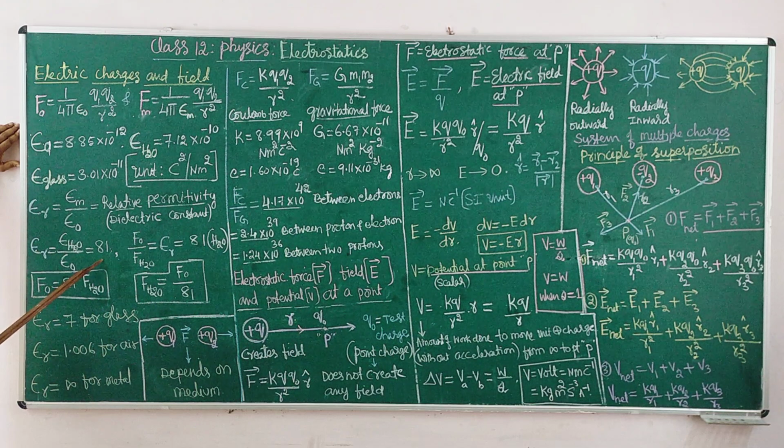With this value, what can we understand? The relationship. This ratio is 81. From this mathematical expression, you can rewrite it by cross multiplying. Either of these mathematical expressions is the same thing. What does it mean?